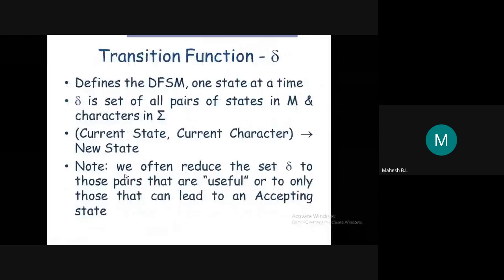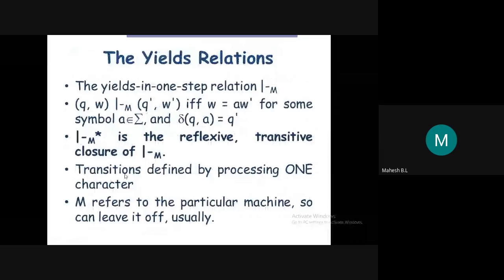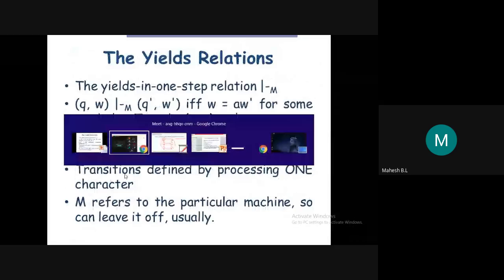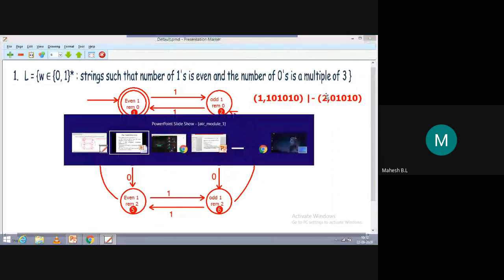Then yields, as I told, is one configuration yielding another configuration. So this is called the yield relation. You are in this configuration, and by using the transition function delta, you get this configuration. That means one configuration is yielding another configuration. So that's about yield.